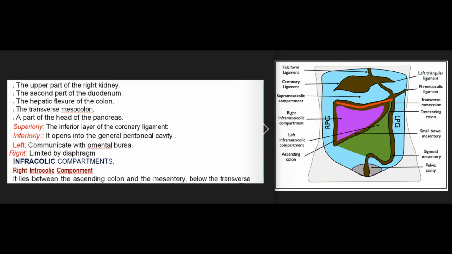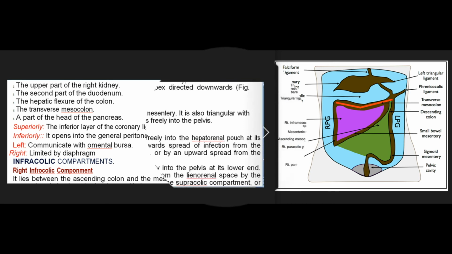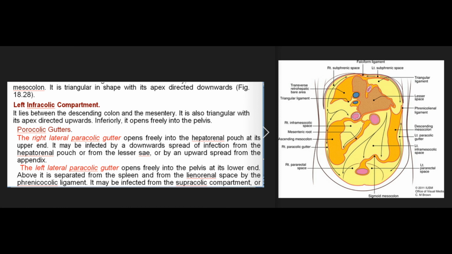Infracolic compartments. Right infracolic compartment. It lies between the ascending colon and the mesentery, below the transverse mesocolon. It is triangular in shape with its apex directed downwards. Left infracolic compartment. It lies between the descending colon and the mesentery. It is also triangular with its apex directed upwards. Inferiorly, it opens freely into the pelvis.